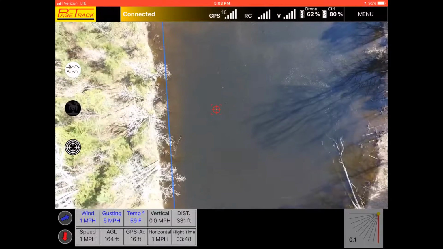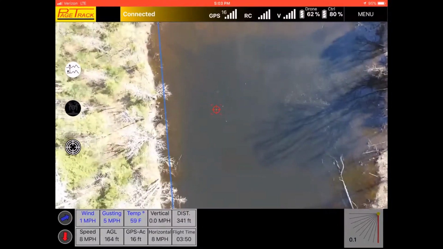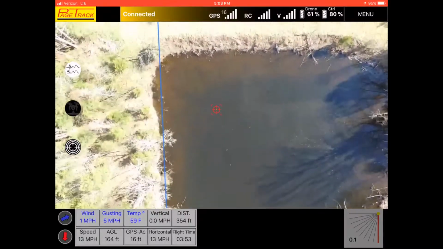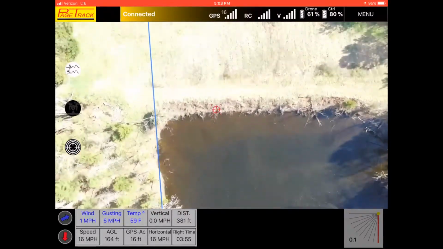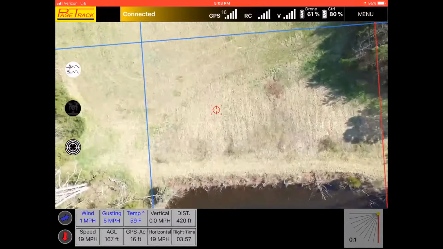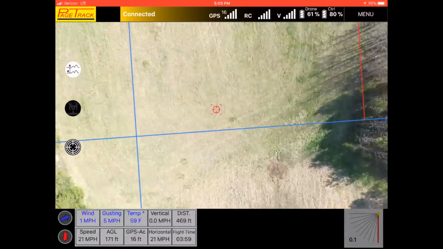Here's a look at the AGL feature of the PageTrack drone app. Right now the drone is flying over a pond, and then over a dam, and then over the field below the dam. See how the AGL gets higher?